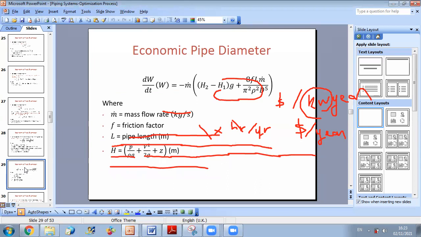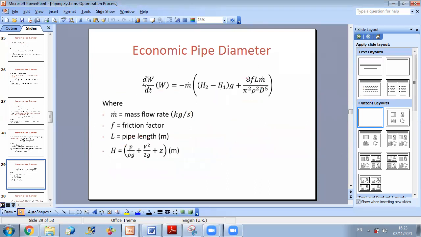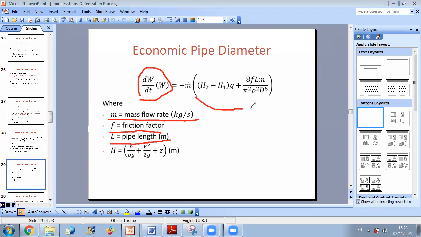And now, concerning the power dW by dt, how can I find it? I can find it as a function of the following parameters. I need to know the mass flow rate to be supplied, the friction factor in my system, the total pipe length, and the value. So this relation is m dot times losses and the variation in energy of my system.